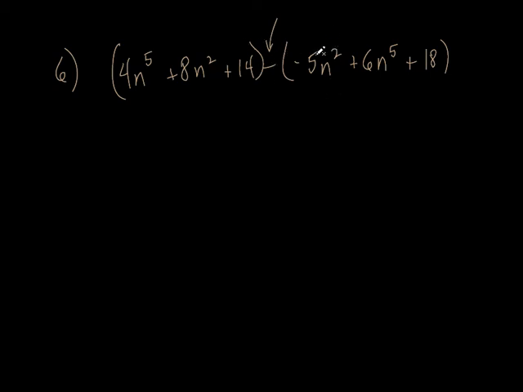I like to get rid of them. And then n squared, 8n squared plus 5n squared is 13n squared. And then we got just regular numbers. Positive 14, negative 18 is negative 4. That's it. That's all there is to it.